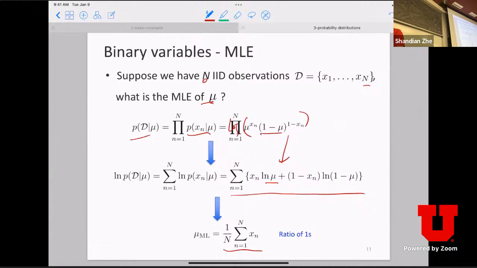You take the derivative with respect to mu. This term would be xn over mu, and this term would be (1 minus xn) over (1 minus mu), and take minus. I just rearrange the terms and set the derivative to be 0 to solve it. If you feel uncomfortable, just practice. This is a good practical example, a practice example of MLE.